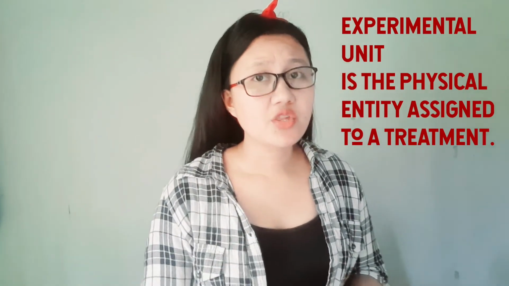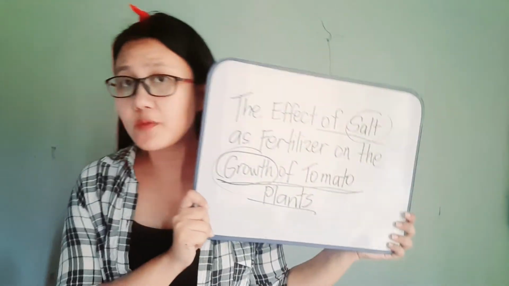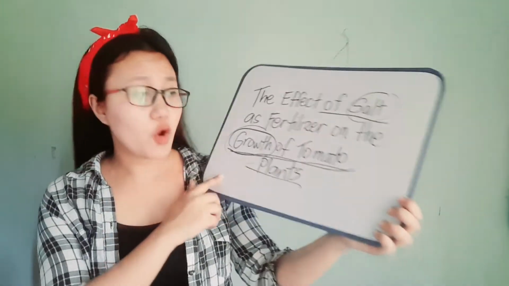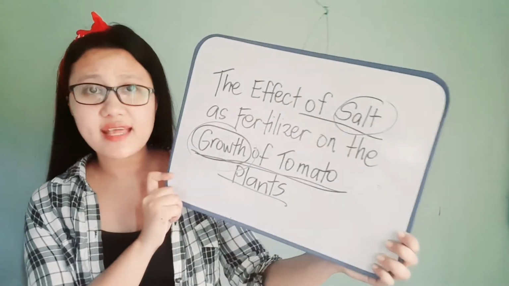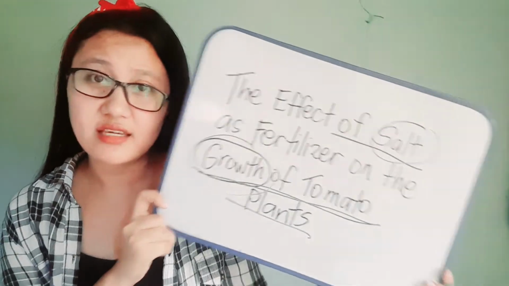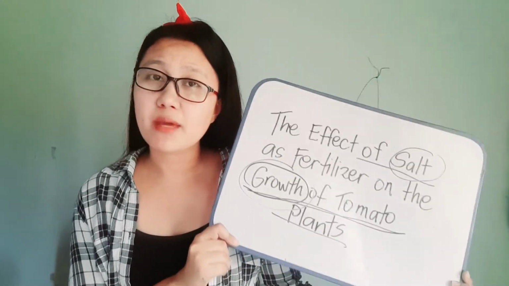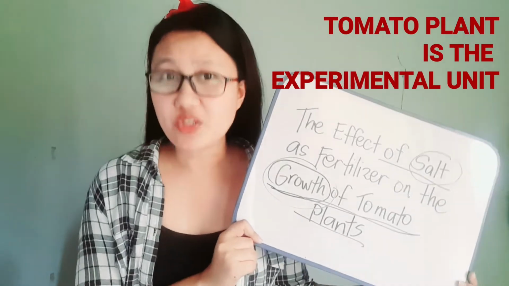Okay, what is experimental unit? When we say experimental unit, it's a physical entity which could be assigned to a treatment. At makikita natin din yon sa ating title, The Effect of Salt in the Growth of Tomato Plants. Of course, kitang-kita naman dyan saan ba natin nilagay yung ating treatment. Kanino ba natin binigay? Of course, doon sa tomato plants. So, meaning to say, our experimental unit is the tomato plant.